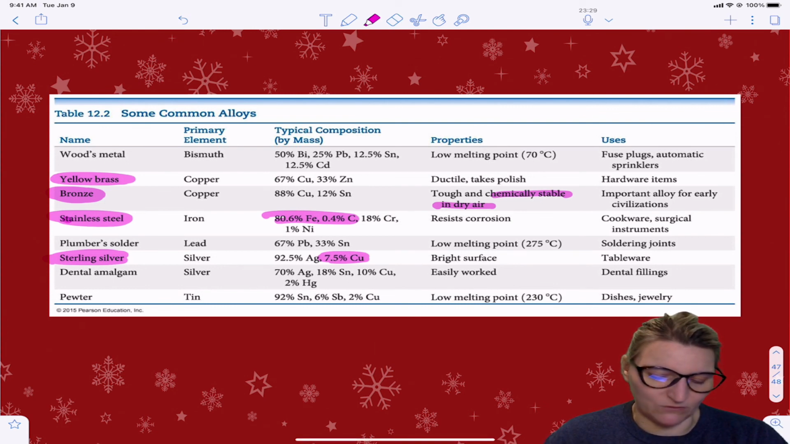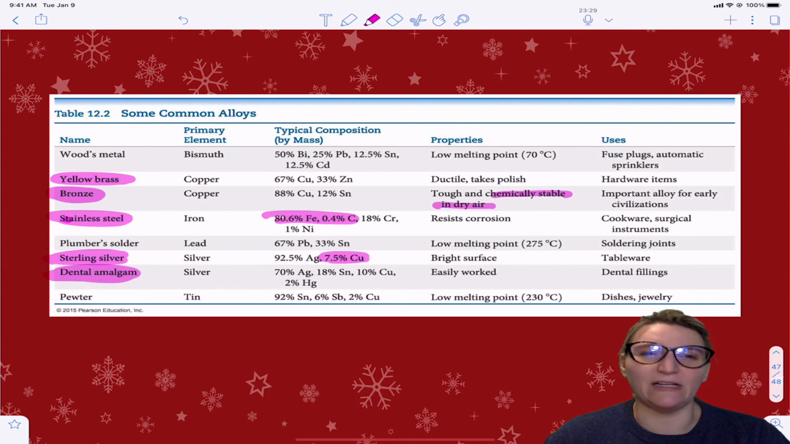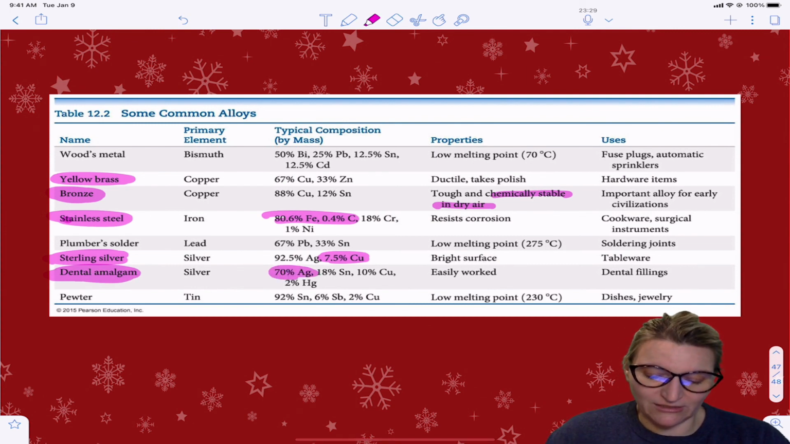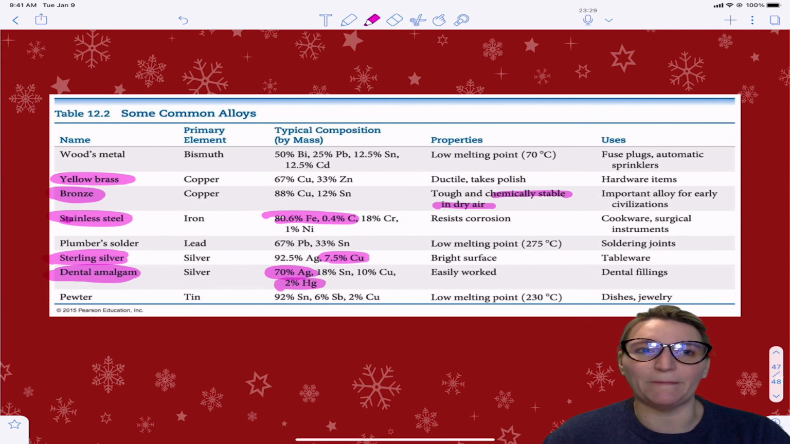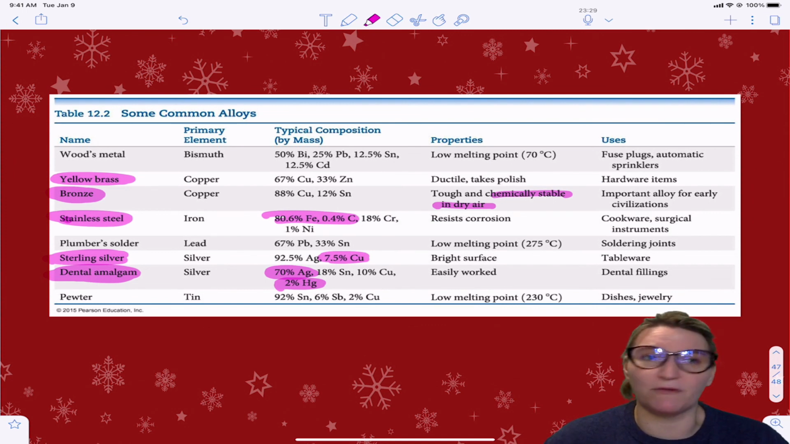Dental amalgam. This is what a silver filling is made out of. You can see it's mostly silver, but there is a little bit of some other elements, including mercury. Some people don't like to have the silver fillings because there is mercury in them, but there is little to no evidence that mercury ever makes it into your body to have a negative effect.